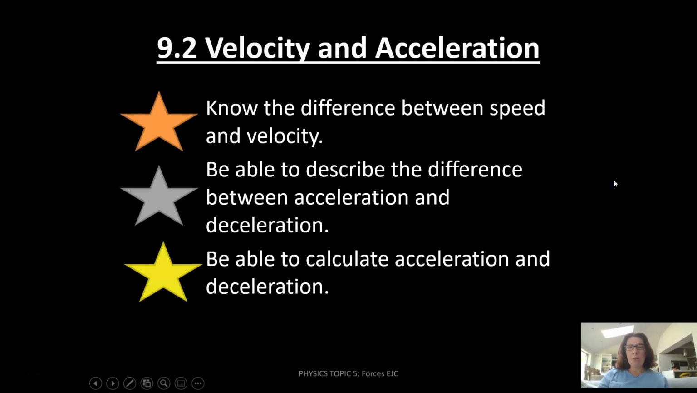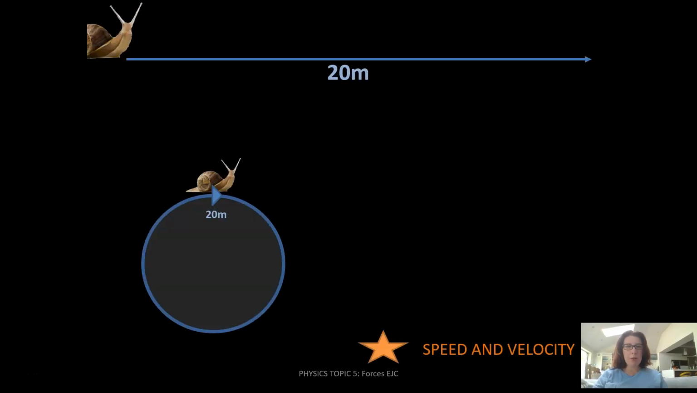Incredible. So we're looking at velocity and acceleration today. For bronze, we need to know the difference between speed and velocity. For silver, be able to describe the difference between acceleration and deceleration, and for gold, be able to calculate acceleration and deceleration. So I'm going to talk to you about velocity and speed in a minute.